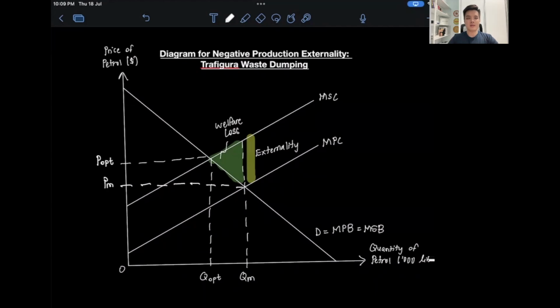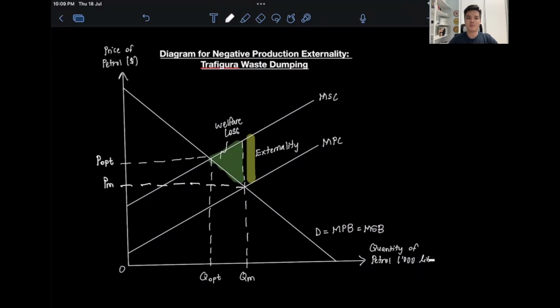Hey friends, negative production externalities refer to external costs on society created by producers who are producing goods and services. So for example, in 2016, the oil trading company Trafigura produced petrol on a ship and dumped the harmful waste in West Africa. And as a result, this led to more than 100,000 people in West Africa needing medical assistance.